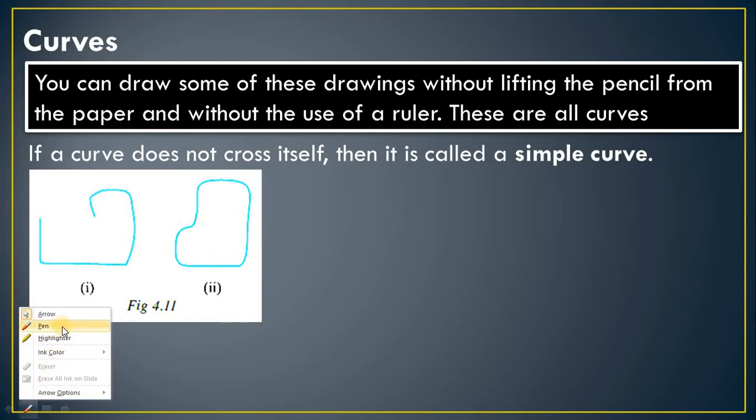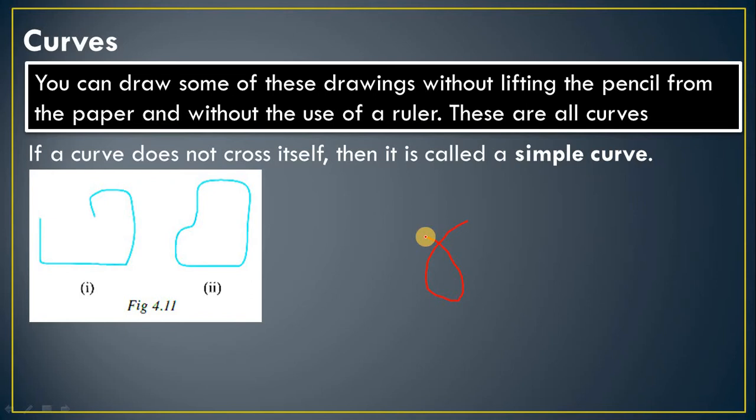For example, if we draw the curve like that, suppose I am drawing without lifting my pencil, what happens? It is crossing. Suppose I draw one more, it is crossing. So that is not a simple curve. But here it is not crossing. That is the curve concept. And what is a curve? Whenever you draw any diagram using a pencil without lifting your pencil, that is exactly a curve.